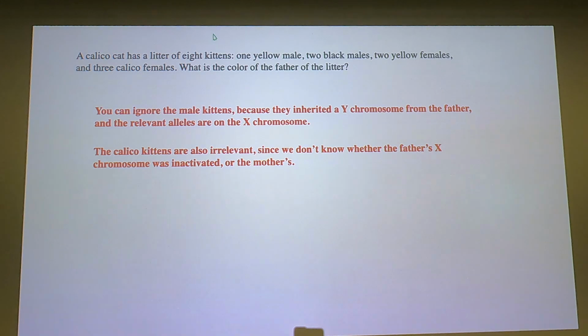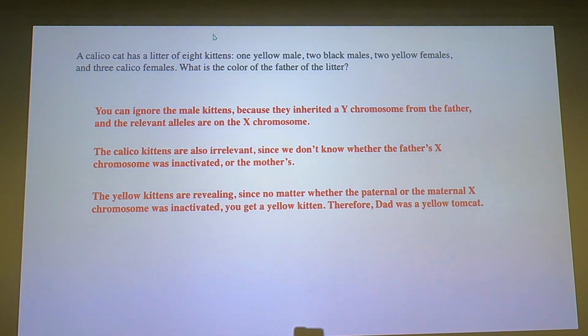Male has to be yellow too. Yeah, so these kittens have 2 X chromosomes, and on each one they got a yellow allele. So it doesn't matter which one they inactivate. They'll still be yellow. So all we need to do is look at those yellow kittens, and we see that you got these yellow kittens because one or the other was knocked out, and therefore dad was a yellow tomcat.